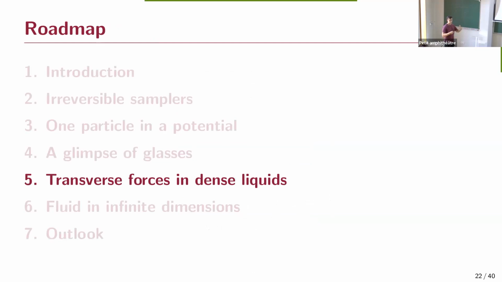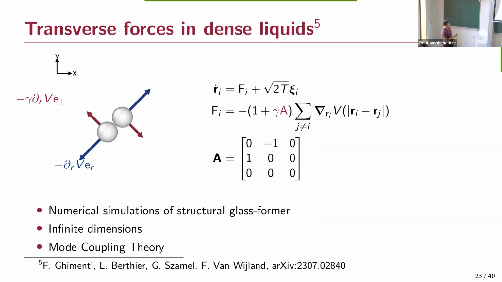Now I can introduce the transverse forces that I'm going to simulate for dense liquids. What I'll simulate is an overdamped Langevin dynamics, similar to the one that I showed you before, but of course for many particles, where each particle interacts with a certain potential with its neighbors, and there is an extra antisymmetric matrix that multiplies the gradient of the potential. In this case, we chose this form for the matrix A, so that X and Y are the plane where the transverse forces are acting, but this is actually a quite general choice in the end. You can always show that you come back to this case up to a rescaling of gamma and a rotation of the system.